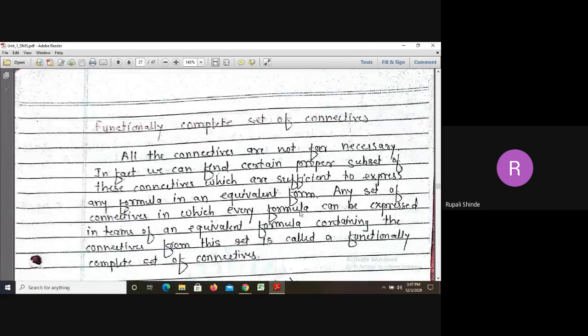Now, the next concept is the functionally complete set of connectives. So, what is the meaning of this? Whatever connectives we have seen so far, like and, or, negation, conditional, biconditional, all these connectives are not necessary all the time. By using some minimum set of connectives, we can convert any formula into its equivalent formula. That's why that set is called a functionally complete set of connectives.